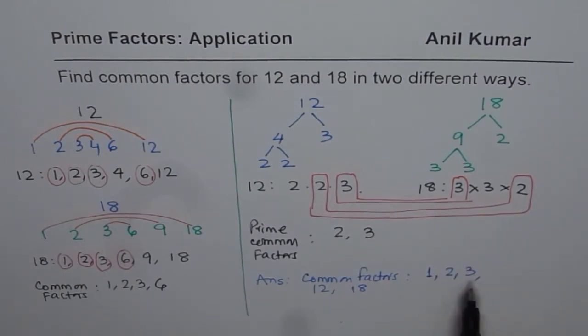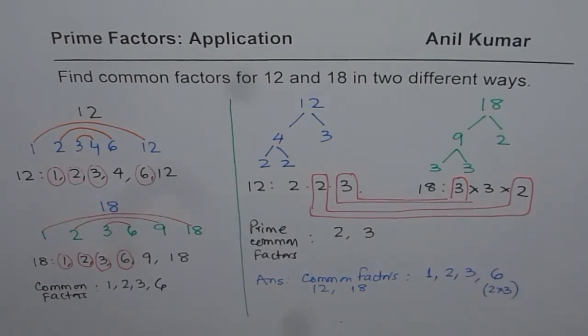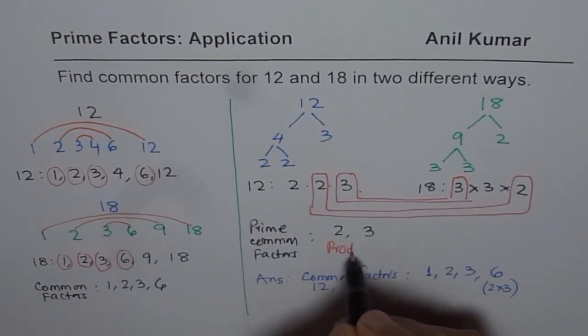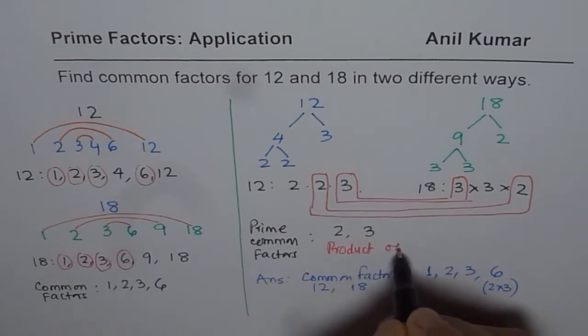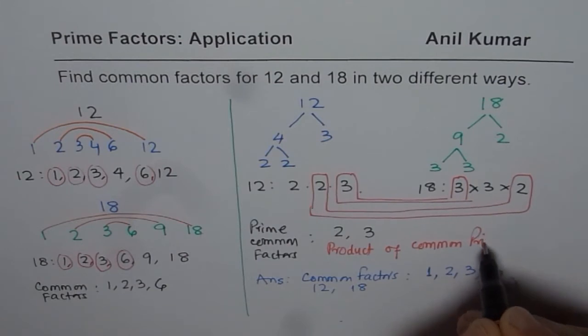Now the other numbers are these prime numbers, which are 2 and 3. How do you get the rest of the common factors? You get them by multiplying them. What is 2 times 3? 2 times 3 is 6, right? So the product of common prime factors will give you other common factors. Do you understand the concept?